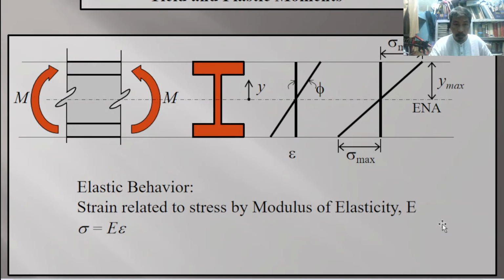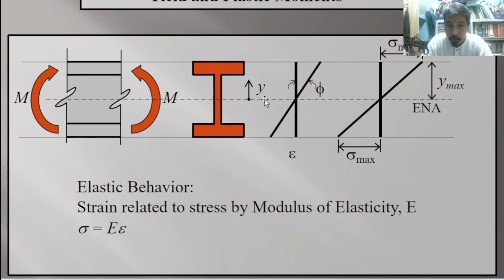So yield and plastic moments continue. For every free body diagram, we have the reaction and the action and reaction, so they will just cancel out. Then we have the usual, the most common section, cross-sectional area.